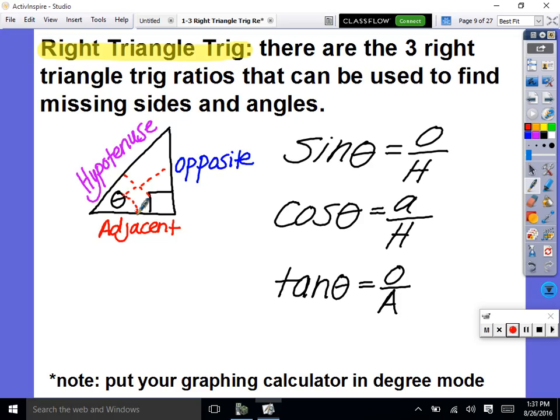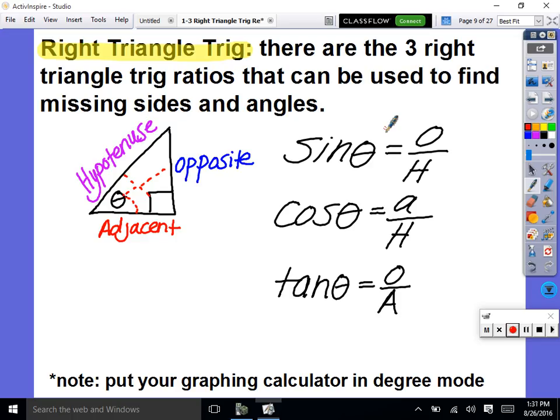So let's all practice that. You can use either or. So sine theta, cosine theta, tangent theta. Let's all say the same. Oh heck, another hour of agony. So opposite over hypotenuse, adjacent over hypotenuse, opposite over adjacent.